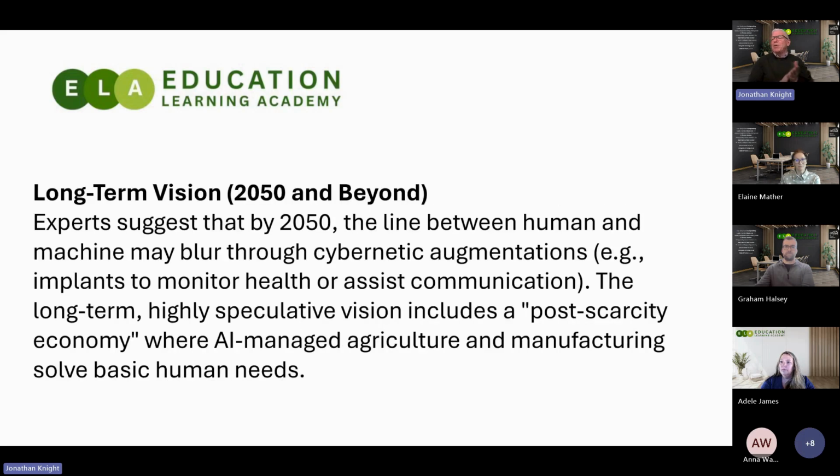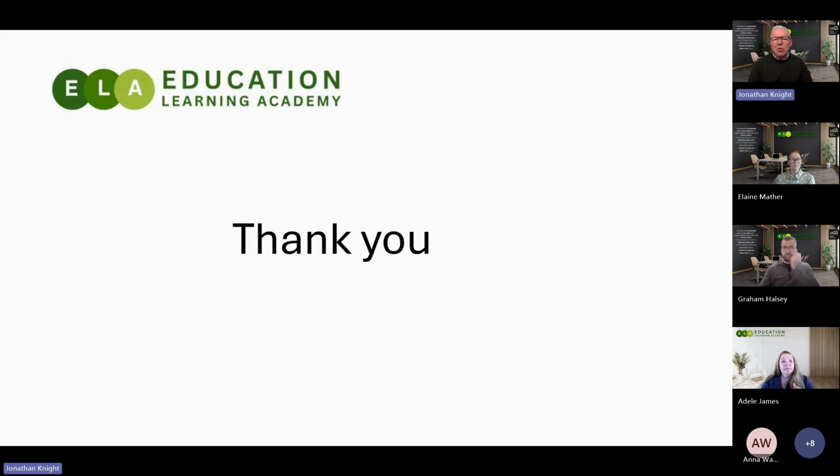But this is the long-term vision. Experts suggest that by 2050, the line between human and machine may blur through cybernetic augmentations, implants, and it goes on. I won't read it all to you, but the phrase I'd like to leave you with really is that you need to get on that AI train. It's left the station. You need to get on board. You need to learn about AI. You need to upskill. Because just wrangling data, if that's what you do in your job at the moment, you need to move up to data analytics. You need to move up to data science, and harness the power of AI, because AI will be doing all this stuff with or without you. So now's the time to get on board.